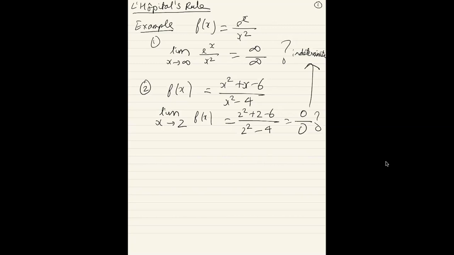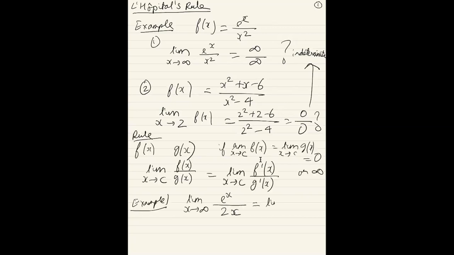In example 1, we will now get the limit as x tends to infinity of the derivative of e to the power x, which is the same as e to the power x, divided by 2x. So it's not done yet because as you can see, we still have an infinity by infinity problem. But L'Hopital's rule still applies to these two functions as well. So we can differentiate once more. And now e to the power x will again stay e to the power x, but the denominator will become 2.